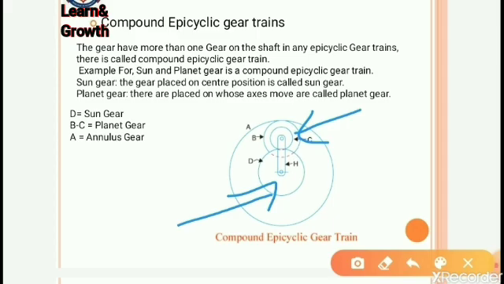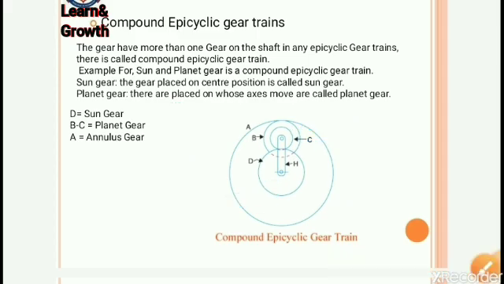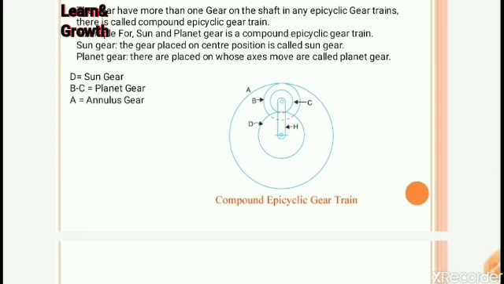So in the compound gear system, the sun and planetary gears are identified by these notations. Here D is the sun gear, B and C are the planet gears, and capital A is the annular gear. This is called a compound epicyclic gear train.